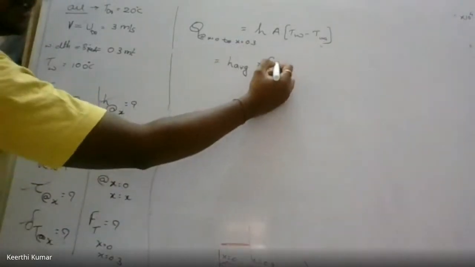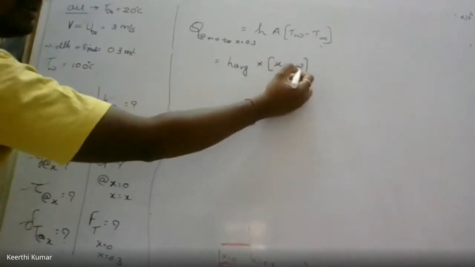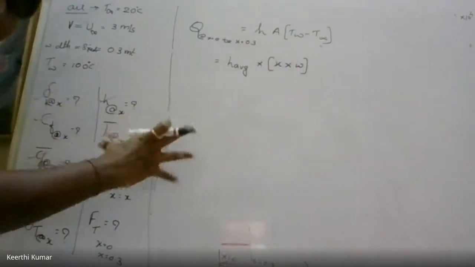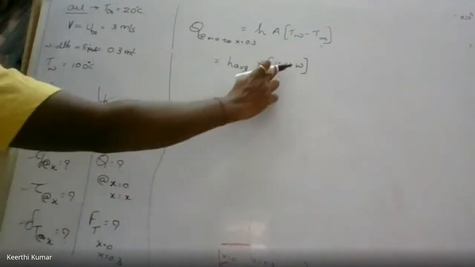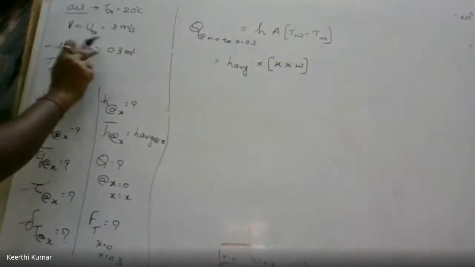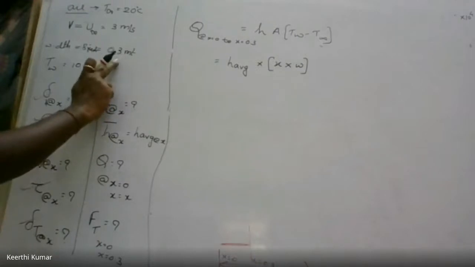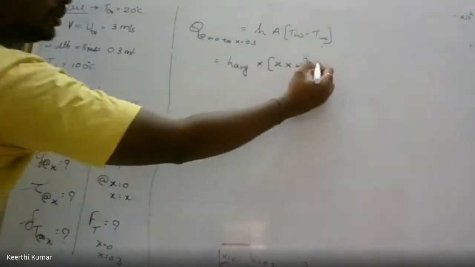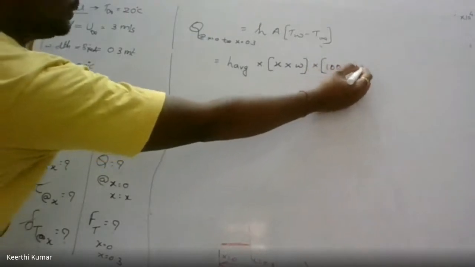What length will we take now? This is nothing but x into width. If I take x into width, then it indicates I am reducing the entire length. I am cutting off the plate, so it is x into w. W is given, that is either width or breadth. If this is not given, you can take it as 1. You can take this breadth or width as 1, into T wall is 100 minus 20.